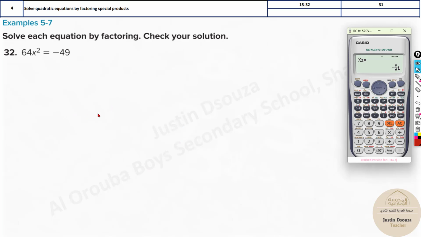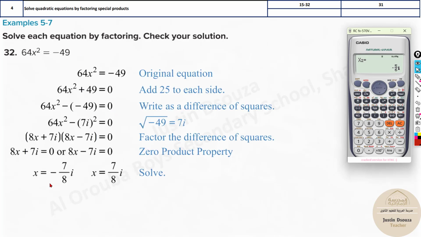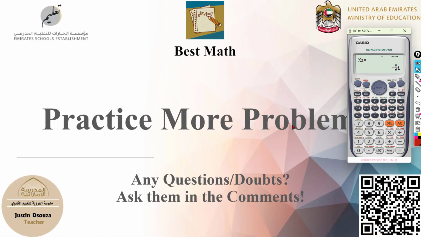Similarly, please solve this problem and then check your answers. There will be imaginary numbers because over here everything is positive: 64x squared plus 49. So to make it minus, you need an imaginary number. That's how we solve it. I would highly recommend you just use the calculator and solve it easily. It will be more accurate and it will save a lot of time.